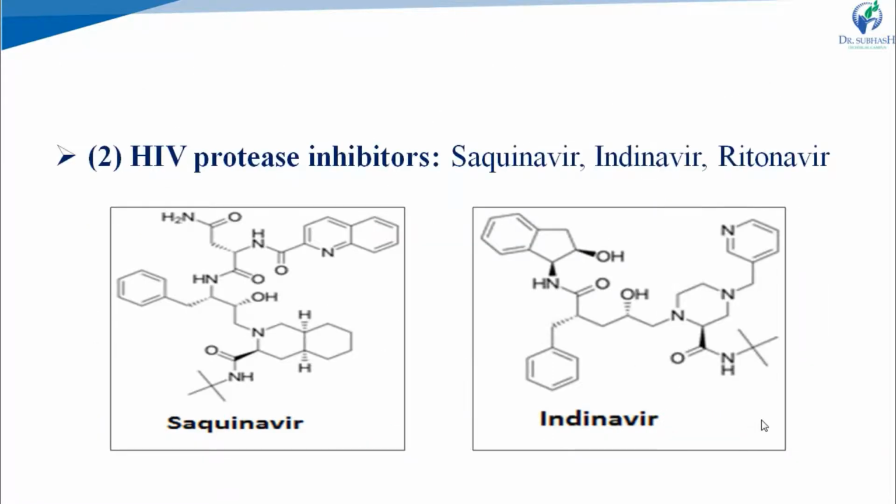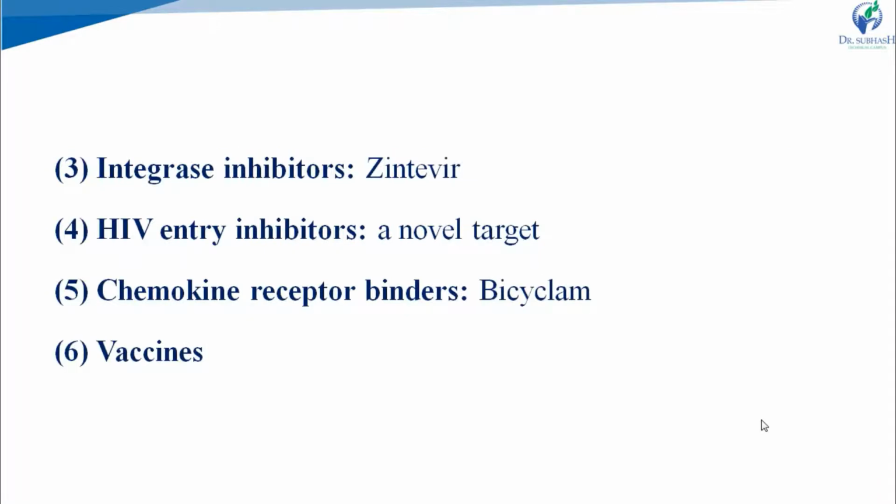Next class, the second class, is HIV protease inhibitors. Examples are saquinavir, indinavir and ritonavir. Structures are given. They have complex structures comprised of different heterocyclic rings as well as different functional groups. The third class is integrase inhibitors. An example is zenitavir. Then HIV entry inhibitors, a novel target for scientists. Then chemokine receptor binders. An example is bicyclone. And the last one is vaccine.